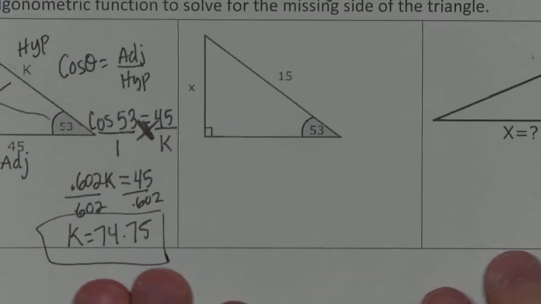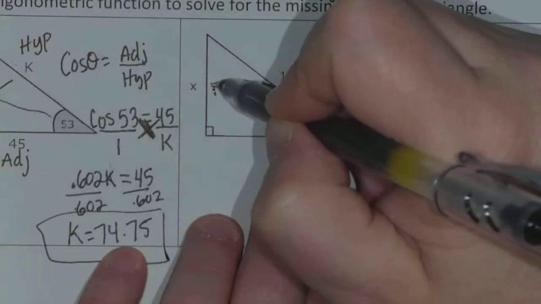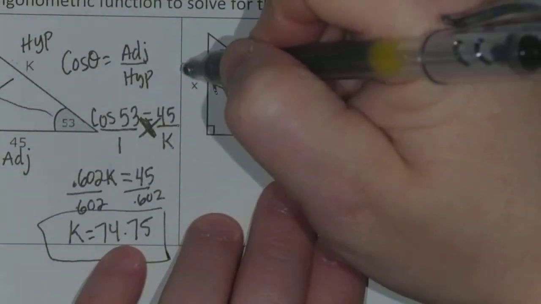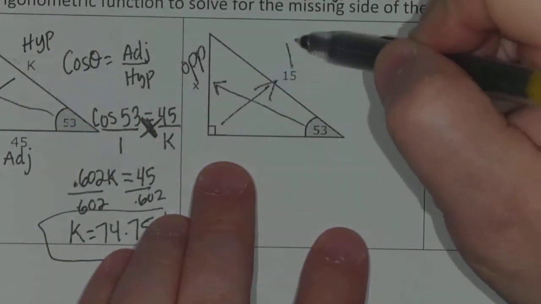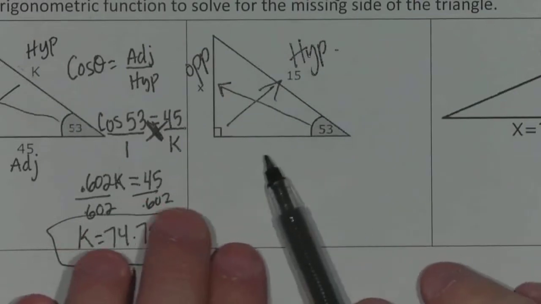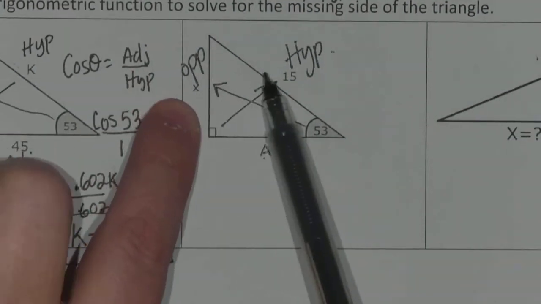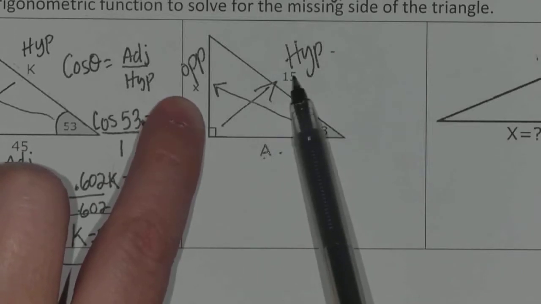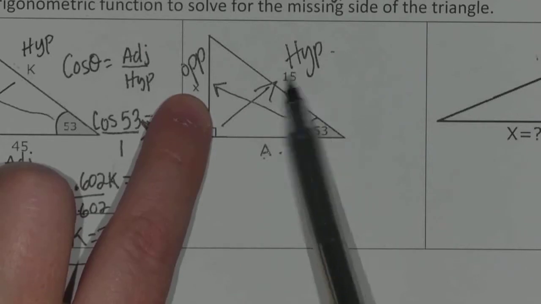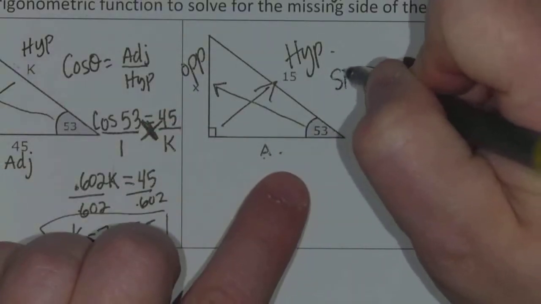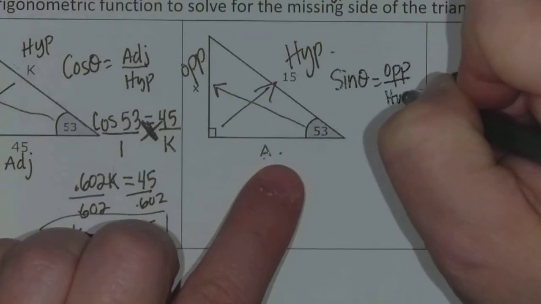All right, next one. From this angle, help me label my triangle. What's this side going to be called? The opposite. What's this side going to be called? Now I can actually look, this is my adjacent if I want to label it, right? But I have the opposite I'm looking for, and I know the hypotenuse. Which trig function is opposite and hypotenuse? The sine. So the rule says the sine of the angle equals the opposite over the hypotenuse.